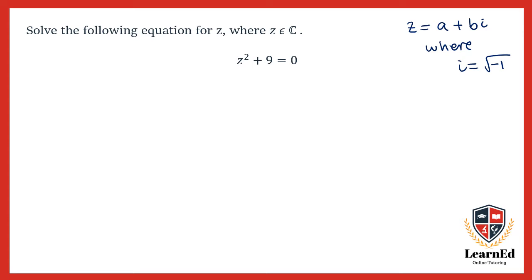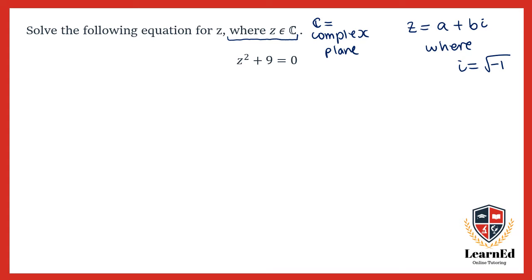Okay, so the reason we know that we can solve this in the complex plane is because of this little part of the sentence here. We've been told that z is an element of this big set C. This special C represents the complex plane, which means that's the plane where the imaginary number i exists, and you can basically square root negative numbers.